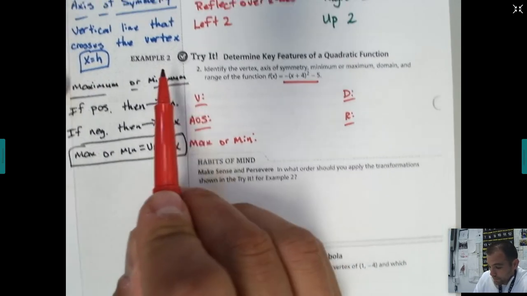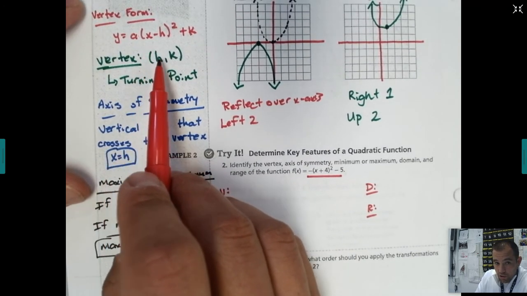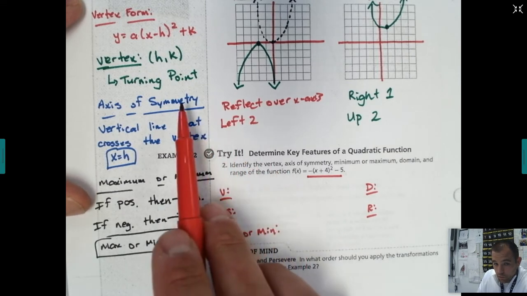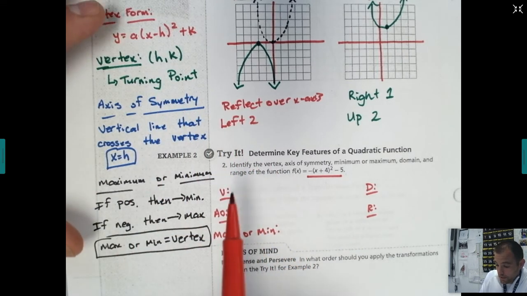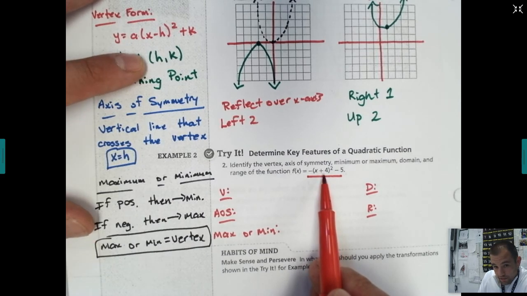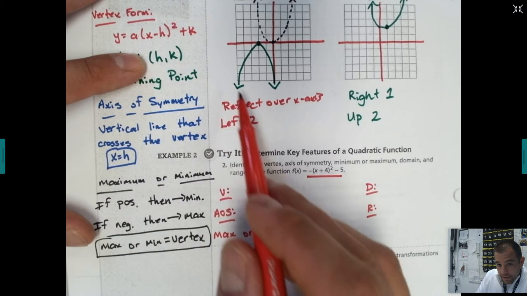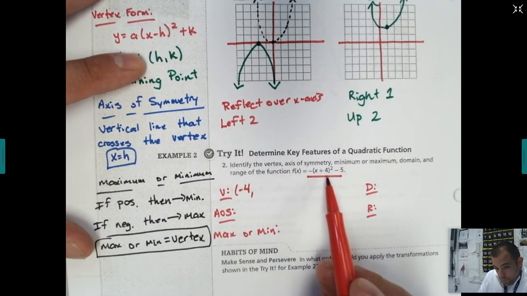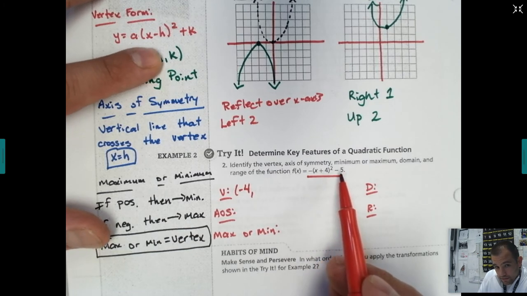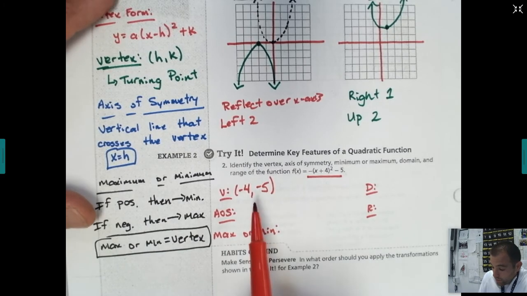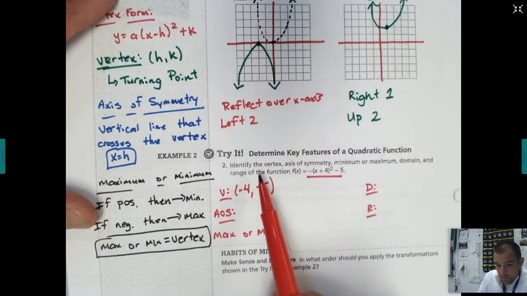So the vertex, just like we wrote up here, the vertex is always the letters H and K. So all we need to do is pick out what number is where H is and what number is where K is. Remember, you always do the opposite of the number in parentheses. So in this problem, the H would actually be -4 because it was +4 in parentheses. The K is a -5 in this case. So I know that the point where this graph starts to turn like this is going to be -4, -5 in this problem.